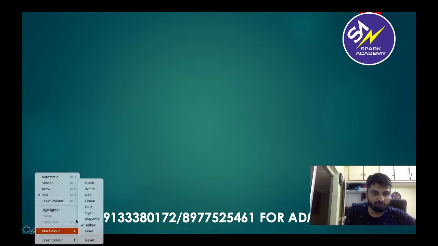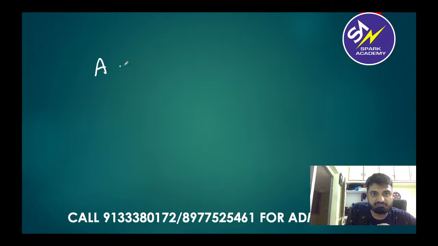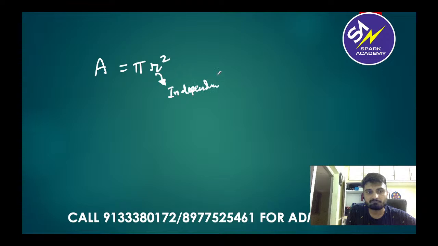Let's see. All of you know that the area of a circle is pi r square. Now, this r is an independent variable, correct? And this A is a dependent variable.